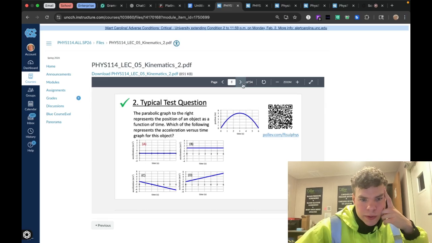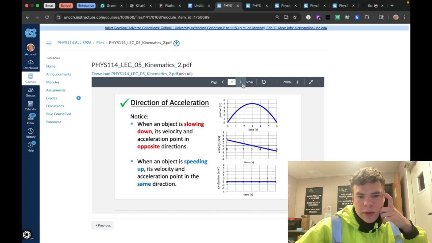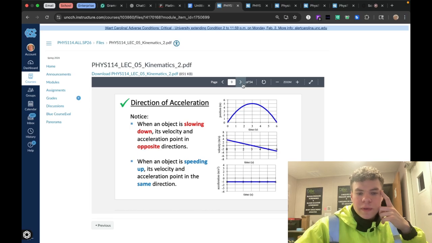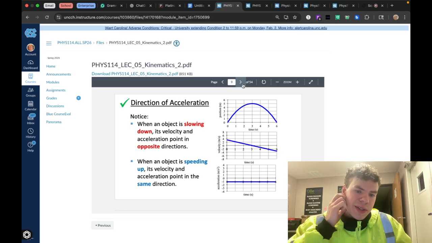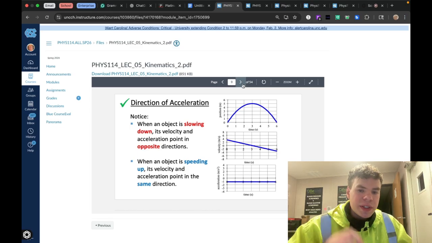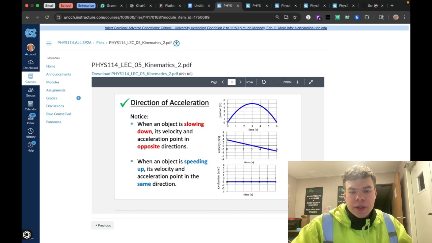Yeah, so that's right. Direction of acceleration. When an object is slowing down, its velocity and acceleration point in opposite directions. When an object is speeding up, its velocity and acceleration point in the same direction. So what does that mean? In this example, where the object's velocity is positive, positive, positive, and then slowly becomes zero, the object is slowing down, its velocity is positive, and at that point in time its acceleration would be negative.